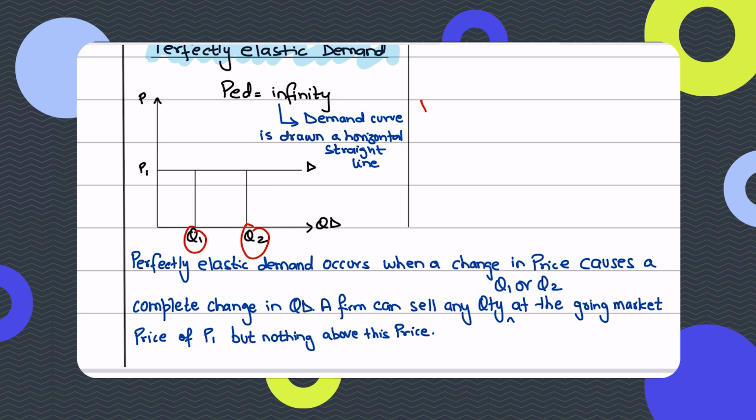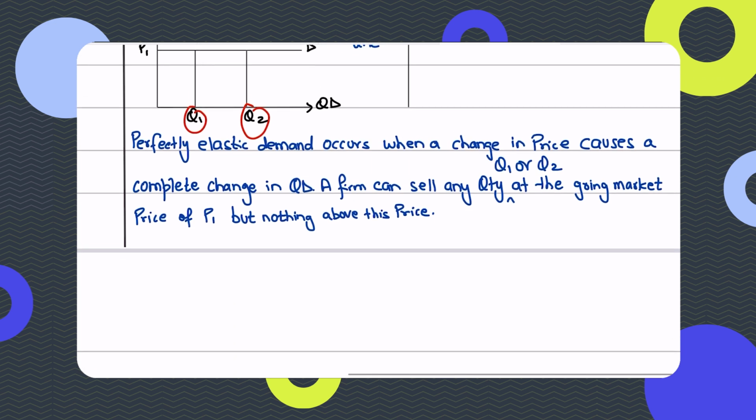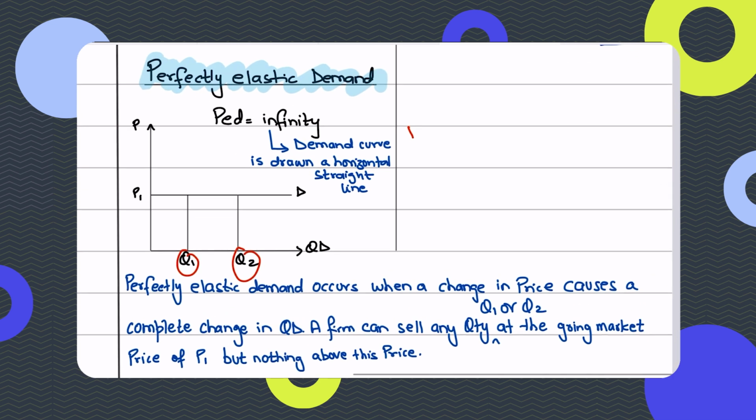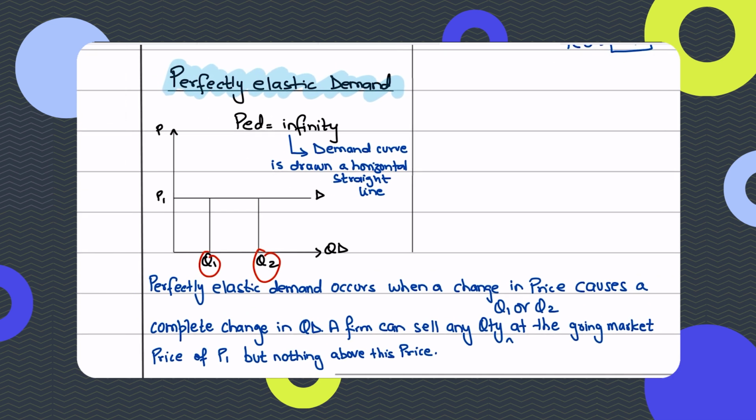But even this explanation isn't really that important. The only thing you need to know is how to draw the demand curve, which is drawn like a horizontal straight line, and what it reflects. So this much could be enough for your exam purposes, and the rest you'll find in my notes if you want to go through it.